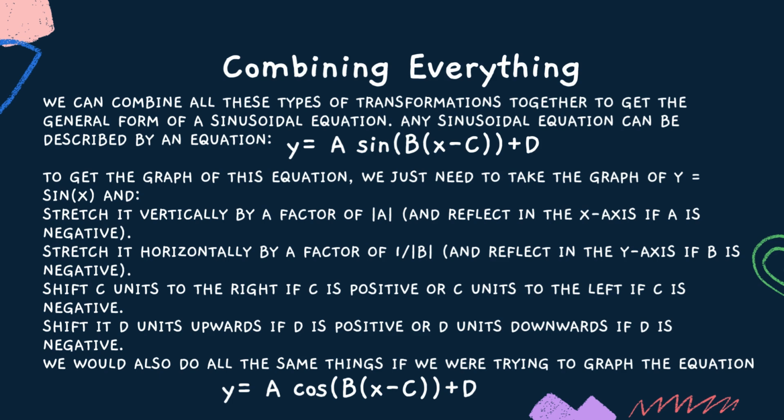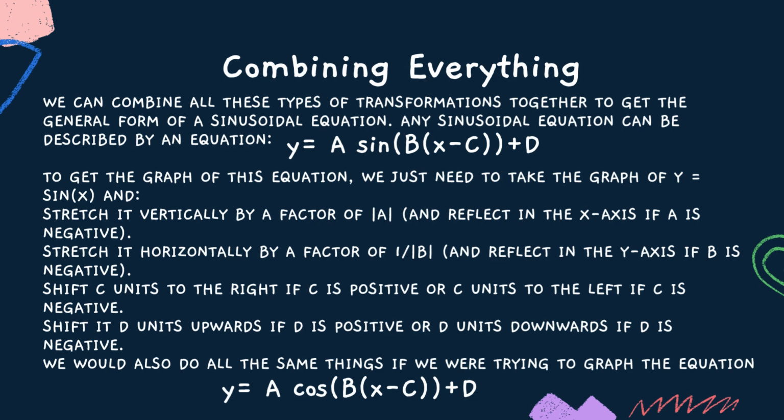We can combine all these types of transformations together to get the general form of a sinusoidal equation. Any sinusoidal equation can be described by an equation y equals a sine b of x minus c plus d. To get the graph of this equation, we just need to take the graph of y equals sine x and stretch it vertically by a factor of a and reflect in the x-axis if a is negative.